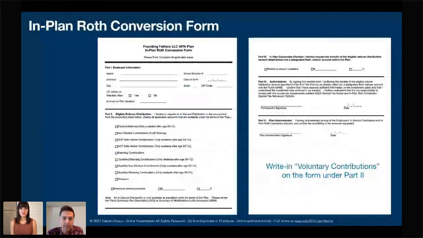And this is a look at that in-plan conversion form. You'll find that in your dashboard. You're going to want to write in voluntary contributions on the form under Part 2. That way, you know for your own records that that's not going to be a taxable event.